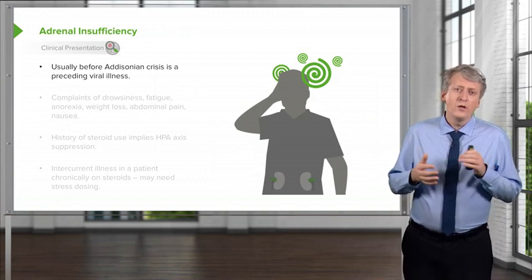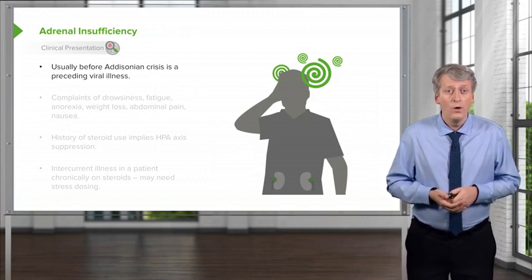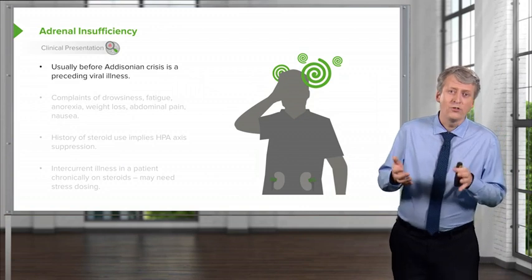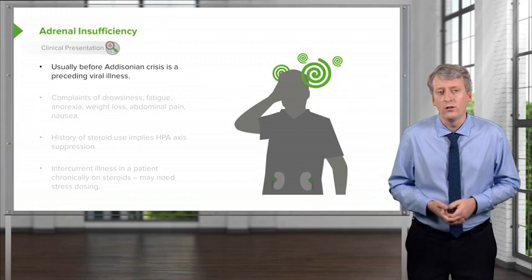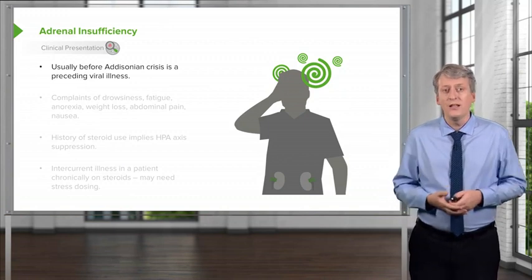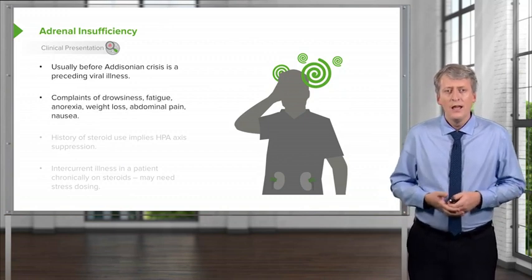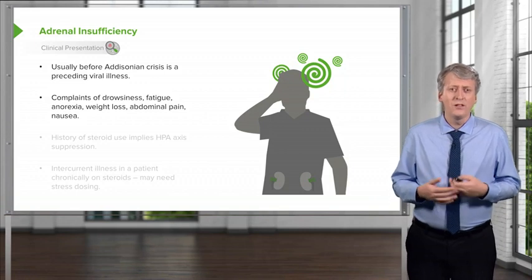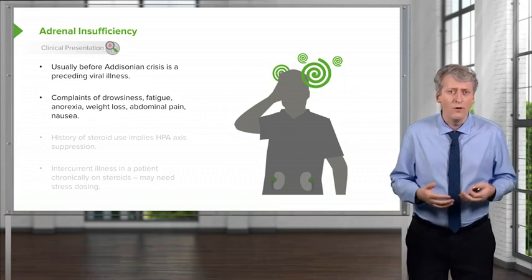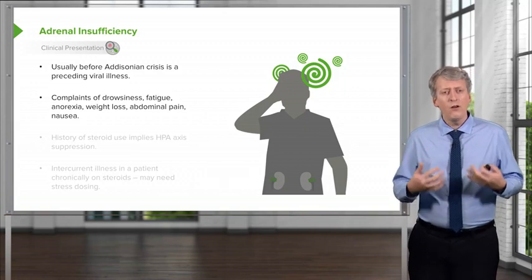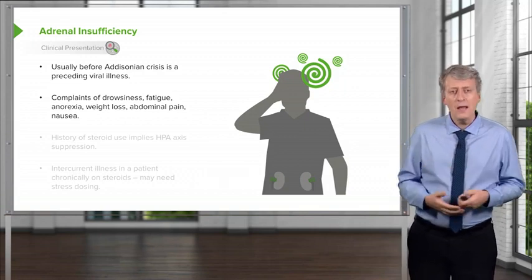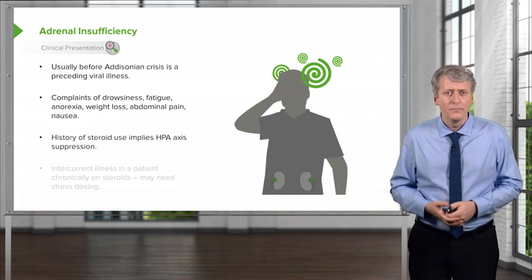So how does adrenal insufficiency present? Well, usually before Addisonian crisis, when a patient has an autoimmune attack on their adrenal glands, there is a preceding viral illness. Then patients will develop complaints of drowsiness, fatigue, anorexia, weight loss, abdominal pain, and nausea. These are fairly nonspecific, so there may be a delay in diagnosis.